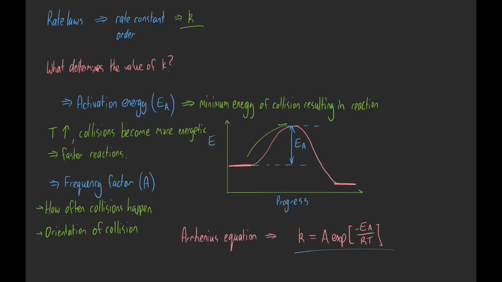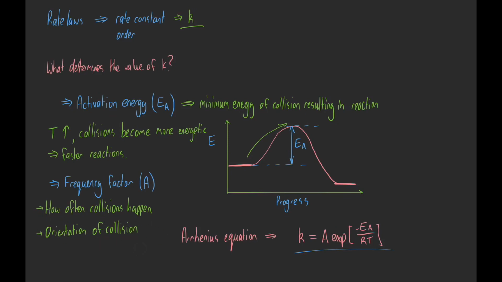So this is an immensely important relationship, and we can use it to determine the activation energy of reactions if we were to measure K under different conditions, for example, and it can tell us something about the reaction mechanism in terms of how these molecules are actually coming together and colliding. So we mentioned that this frequency factor depends on how often collisions are happening. It also depends on the orientation of the collision.